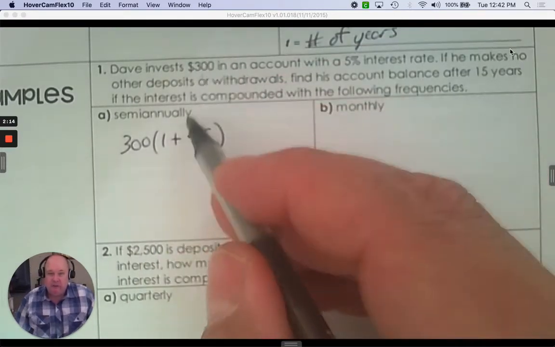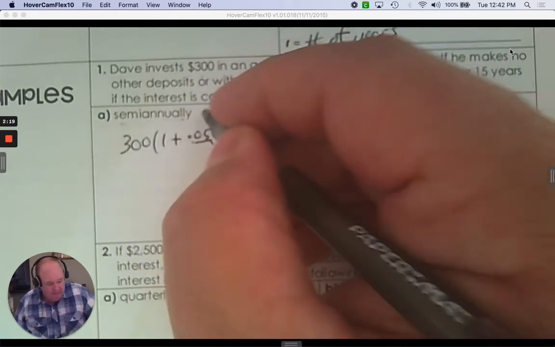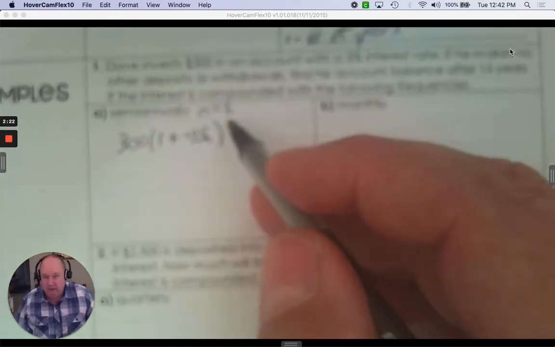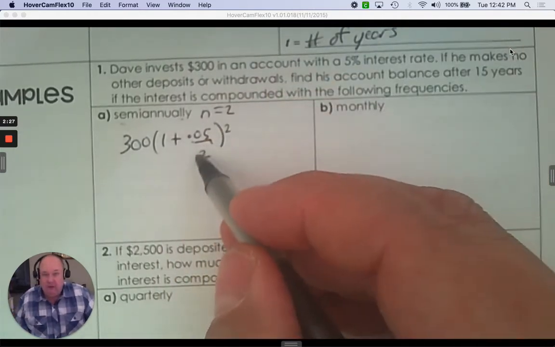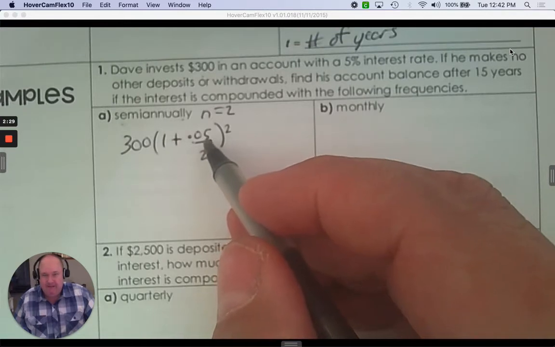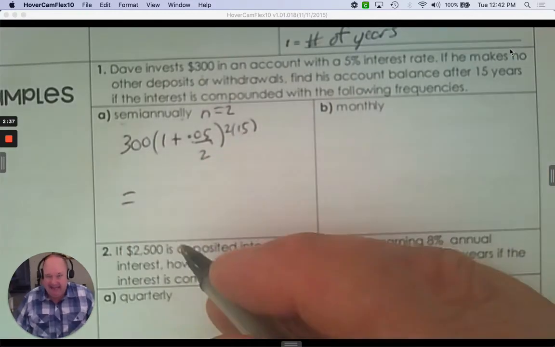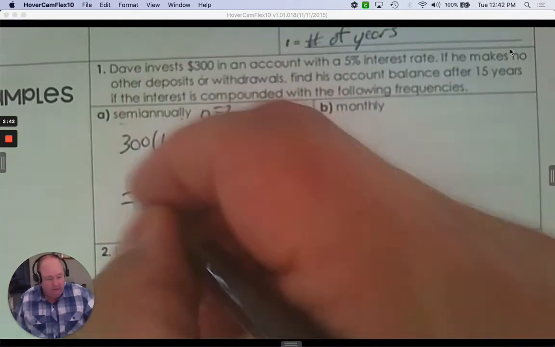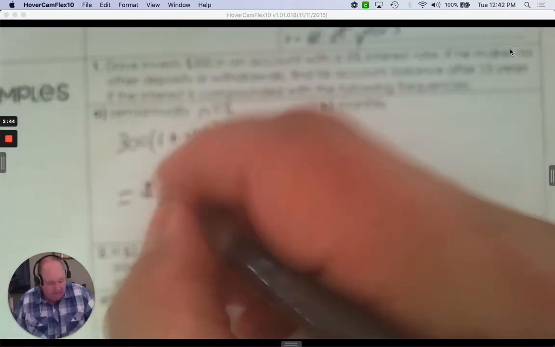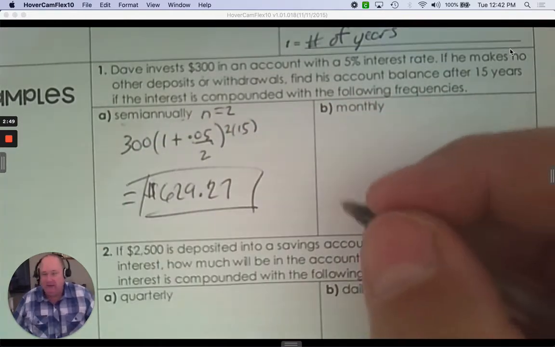By using this formula, we divide by how many times per year. Semi-annually means two times a year you're compounding. So for N, you plug in 2, and there are 2 places for that. And then T is the number of years, which is 15. That formula will then give you the end amount. Otherwise, if you didn't have a formula, it would be very long and tedious. So that amount is $629.27. There it is. That's a calculator question.